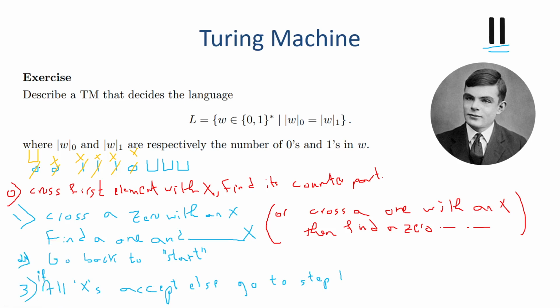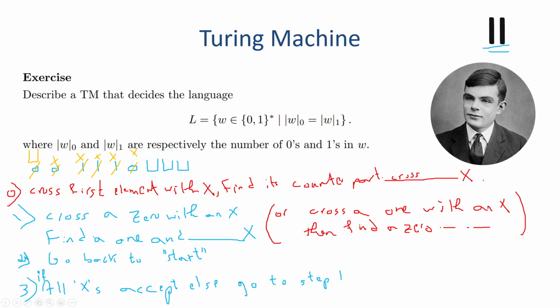Now, remember what I said, you only have to cross the first element with a blank. When you find its counterpart, you don't want to cross that one with a blank too, because then where is your start? So just the first element you'll cross with a blank. When you find its counterpart, you just cross it with an X. So I'll say here, counterpart, cross with an X. Okay, so this is good enough.